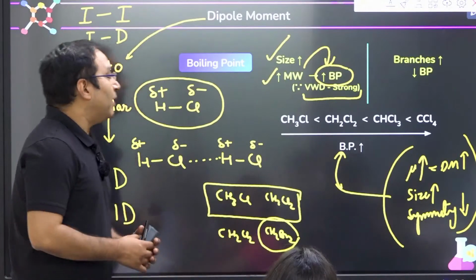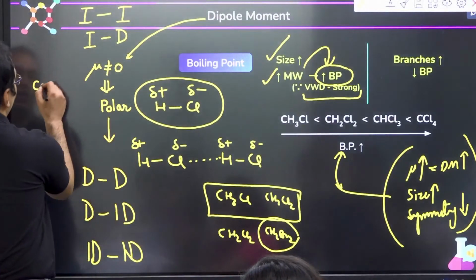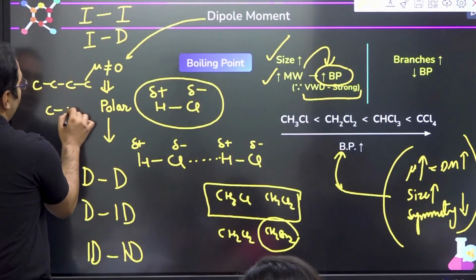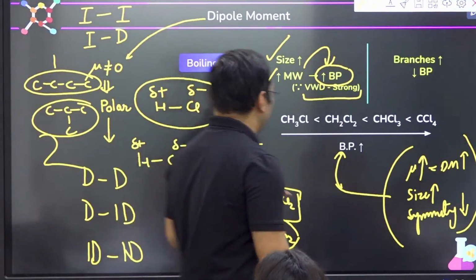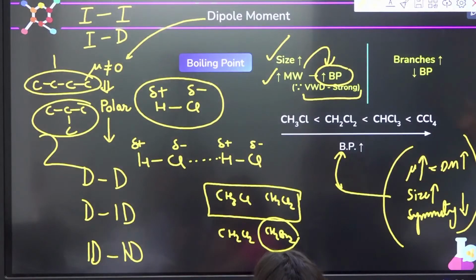Bromine is higher. But if you compare 4 carbon in a straight chain and 4 carbon in a branch, which will have high boiling point? First one or the second one? First one will have high boiling point, because the second one is having more symmetry. Symmetry here is branching. Branching will reduce dipole moment. So branching, symmetry less, boiling point high. Symmetry more, boiling point less. Symmetry more, dipole moment is less. These things are interrelated. Just note down this part.